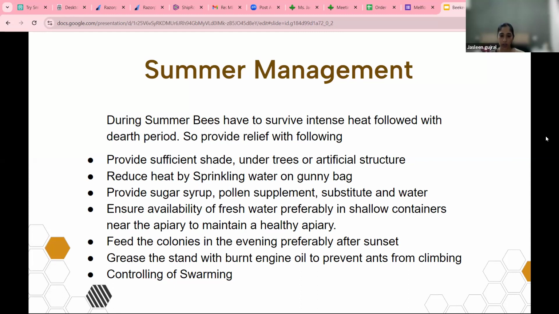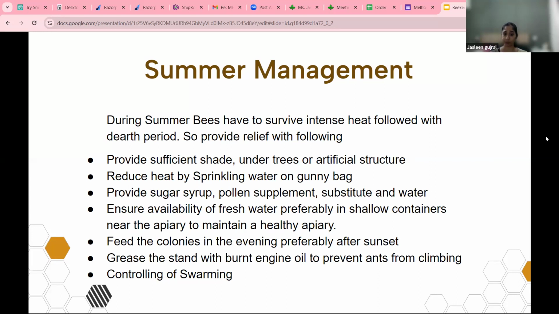points. Try to put the boxes in such a way that they are able to get sufficient shade, under an artificial structure or under the trees, so that they don't get the direct heat. Then you can put gunny bags, the jute bags basically, which are soaked in a little bit of water and put on top of the cover so that they get relief from the heat, and the temperature inside the box lowers down.